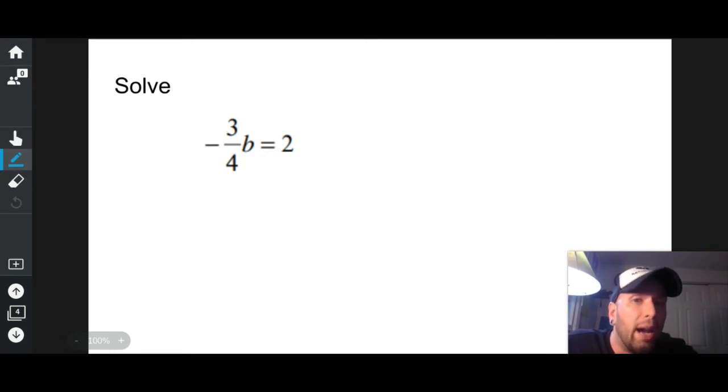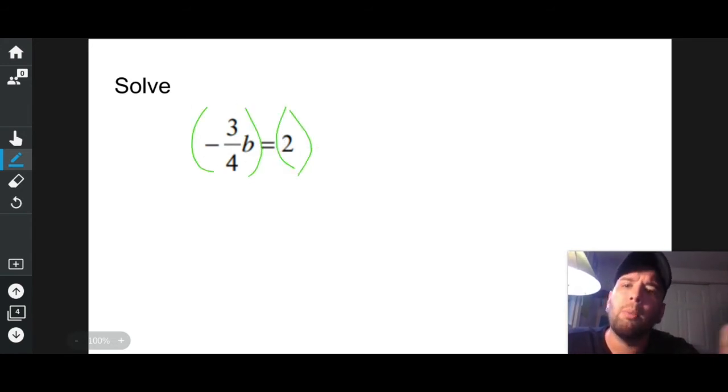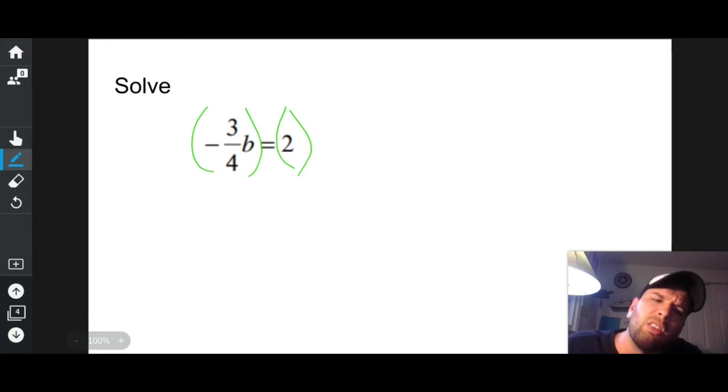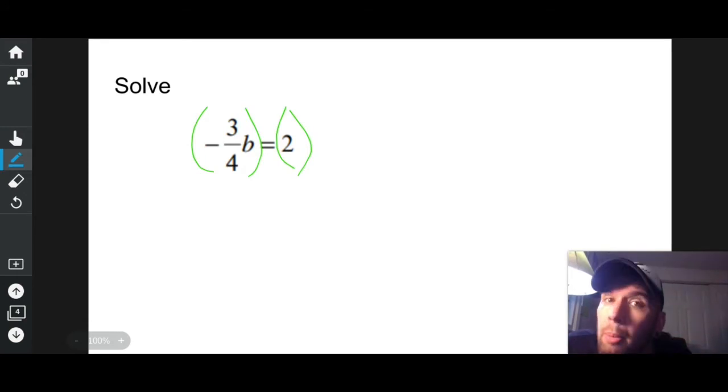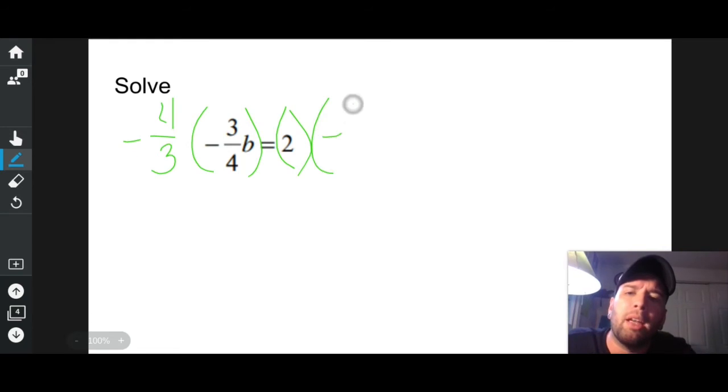Instead of dividing a fraction, multiply the reciprocal. What does reciprocal mean? You take that exact number and you just switch the numerator and the denominator. Keep it negative, of course. Why would we change that? Multiply both sides by negative 4/3.